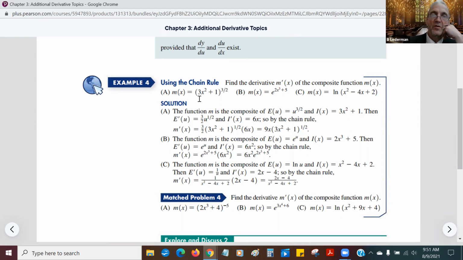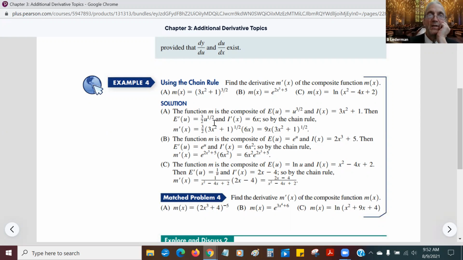So m of x is equal to 3x squared plus 1, raised to the 3/2 power. Well, basically, the inner function is going to be the 3x squared plus 1. The outer function is raising to the 3/2 power. So I is the inner function, 3x squared plus 1, and the outer function is u to the 3/2.